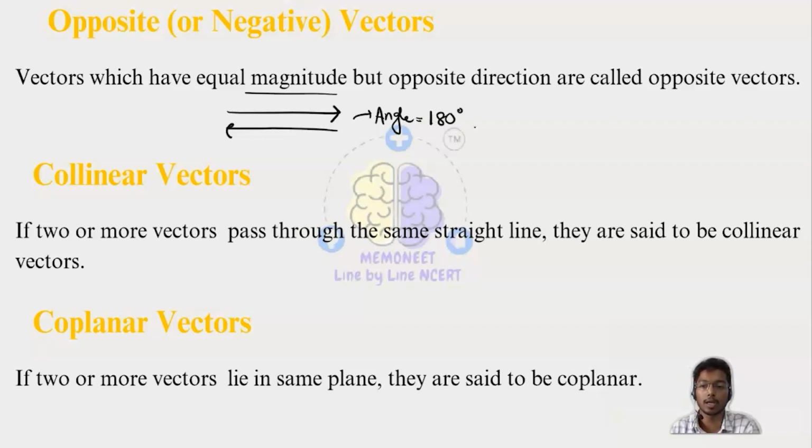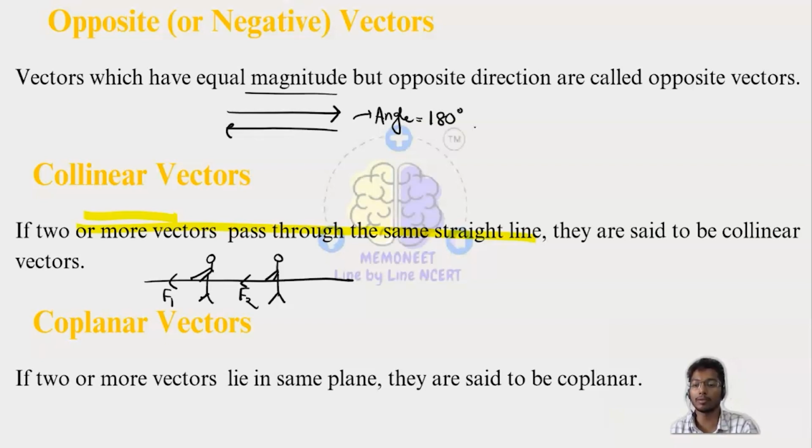Then collinear vectors. Collinear vectors means that if two or more vectors pass through the same straight line, they are said to be collinear vectors. We know that force is a vector quantity. There is a string here, and a man is pulling the string. Another man comes and is also pulling the same string in the same direction. Here it will generate f1, and here it will generate f2. So f1 and f2 are collinear vectors because they act along the same line in the same direction.